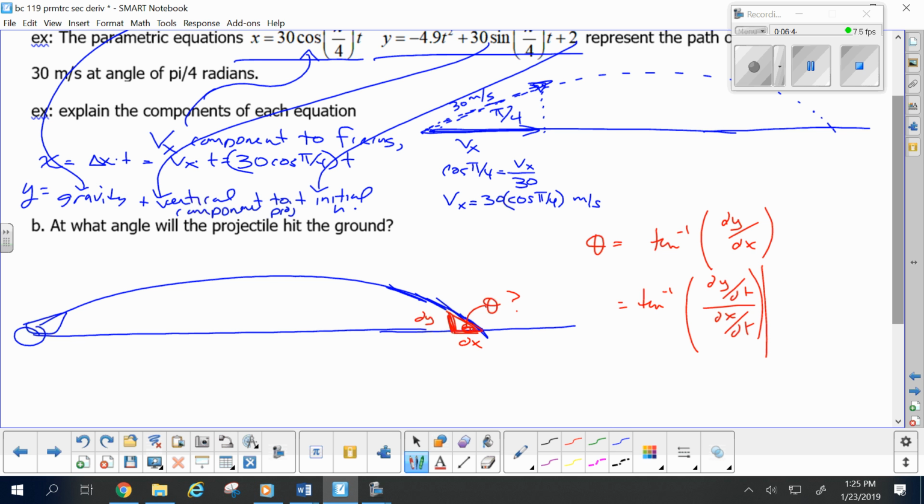And let's talk about when. When matters. When do we want the derivative? We don't just want the derivative at any old point. We want it when it hits the ground, okay?